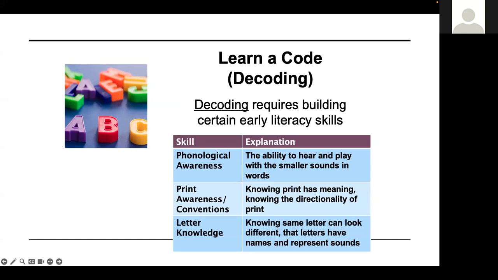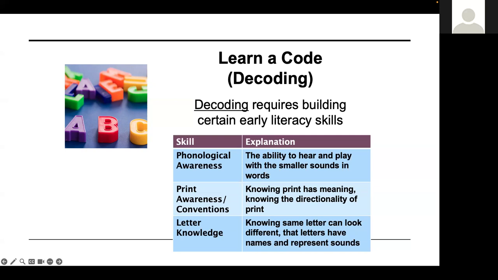So for decoding, children need to develop the following early literacy skill areas that are outlined on this slide. They need that phonological awareness piece, being able to hear and play with the smaller sounds and words. Children have to be able to pay attention to those sounds in words in order to learn how to match letters to those sounds when they're learning to read.